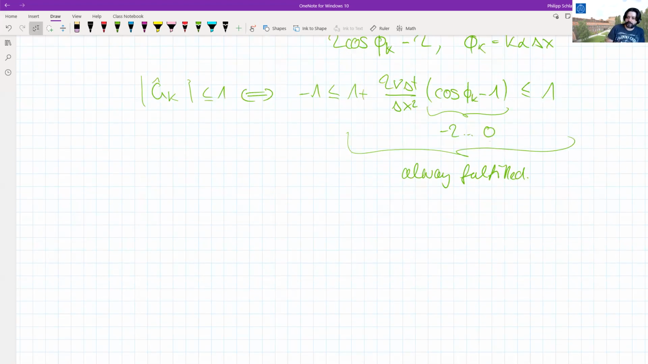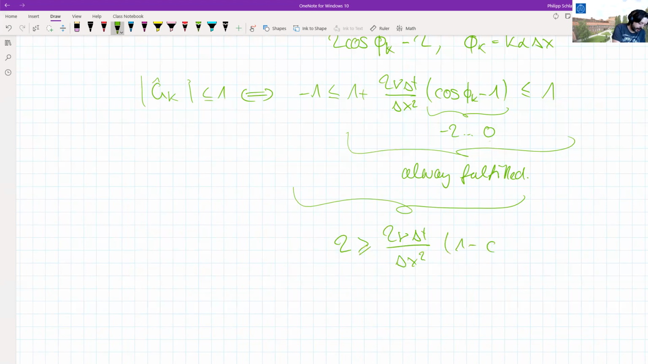So what remains to look at is actually this other condition, minus 1 lower equal this one here. If I just go in and simplify a little bit, there's a minus 1 here, and then I can make it a bit easier. This will end up with 2 lower equal 2 times nu delta t divided by delta x squared times 1 minus cosine of this phi k. If I simplify that again, noting that the cosine again goes from minus 1 to 1, the maximum value here is reached for cosine being minus 1. Then I get this result: 1 half is lower equal nu times delta t divided by delta x squared. And as I said, this was reached for cosine of phi k being minus 1.